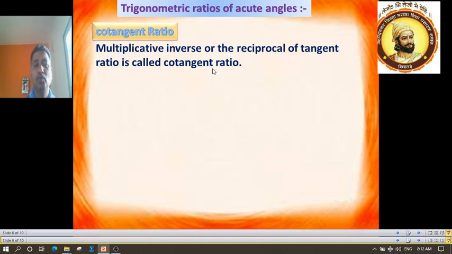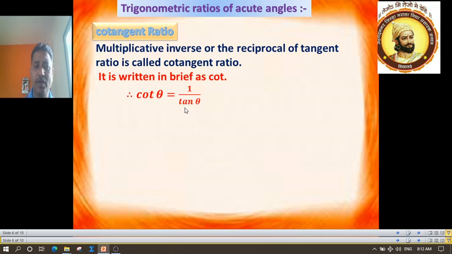The inverse ratio of the tangent ratio is called the cotangent ratio. And that cotangent ratio can be written in short as cot only, cot theta. So by definition, cot theta is equal to 1 upon tan theta.